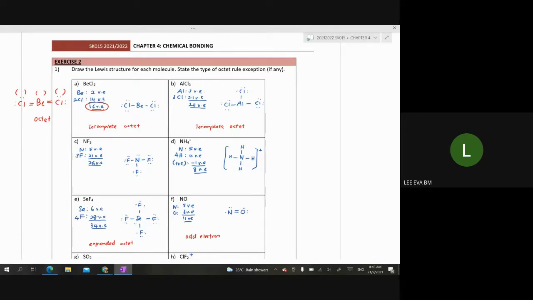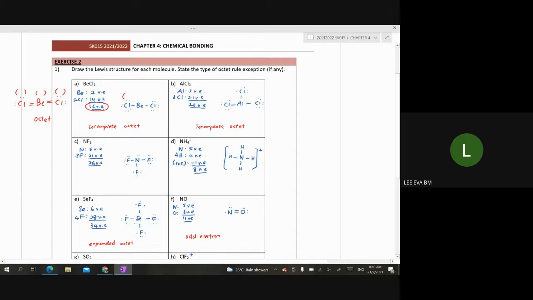So to see why we keep beryllium and boron as the exception rules. Anyone for the Cl in BeCl2 with double bond? 0, 0. The chlorine? Also 0. That one is for which one? The incomplete octet or the octet beryllium? Incomplete. Okay.